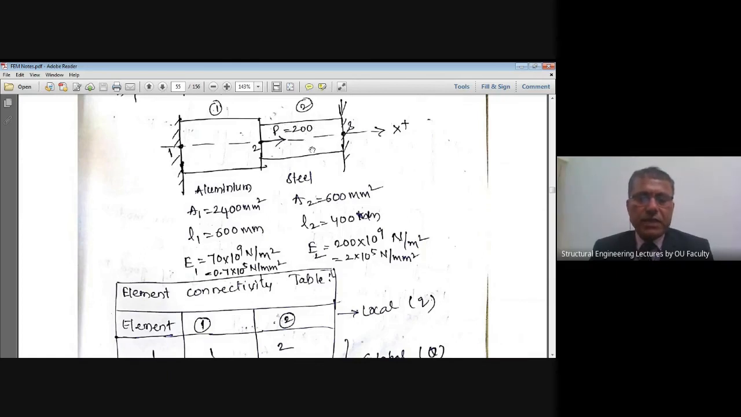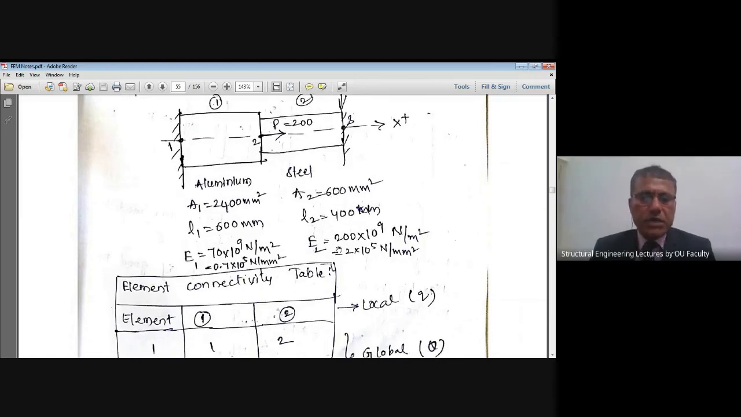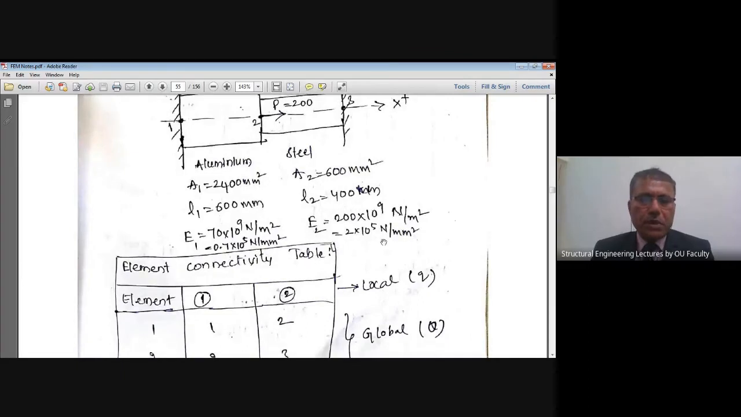It is having an intersection with the second element, right? This member, the second element, is steel, having an area of 600 mm square, length of 400 mm, and Young's modulus of 210 Newton per mm square.